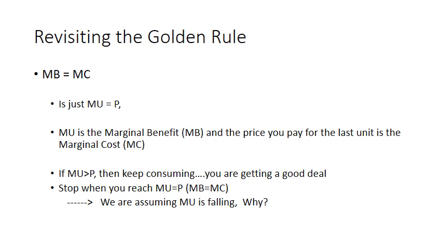Our golden rule is marginal benefit equals marginal cost for our last unit. Well, if you think about this from the consumer's perspective, this is nothing more than saying that you want the marginal utility of your last unit to equal the marginal cost or price you paid for that unit. In other words, it's just a theme and variation on our golden rule.